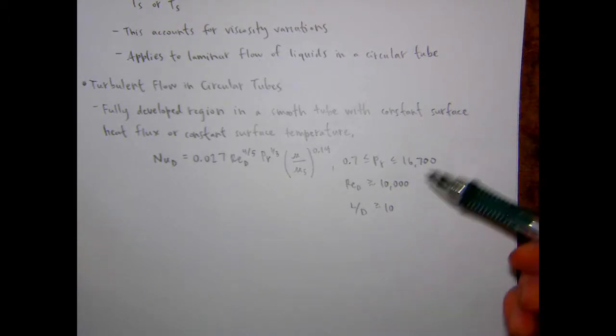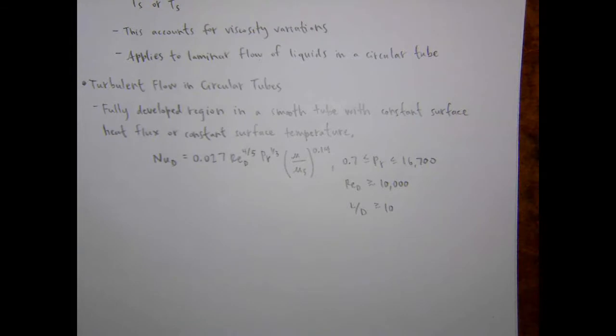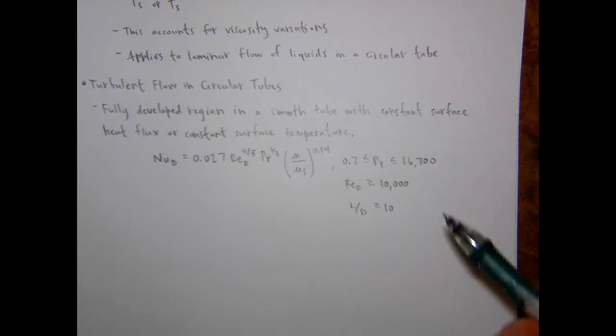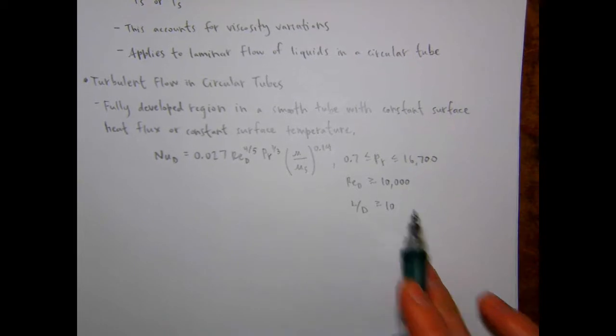And if you remember, we said that our critical Reynolds number is about 2300. You can use the laminar expressions below that, and above 10,000 is the turbulent expressions. So between 2300 and 10,000 is kind of a transitional region where good expressions don't really exist. If you have a flow in that Reynolds number region, you can use the turbulent expressions. You just need to recognize that they will give you a larger error than if the Reynolds number is larger than 10,000.